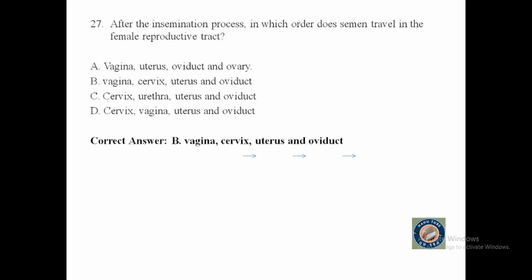The answer is vagina, cervix, uterus and oviduct. The path is vagina, then to cervix, then to uterus, and finally to oviduct, the site of fertilization.